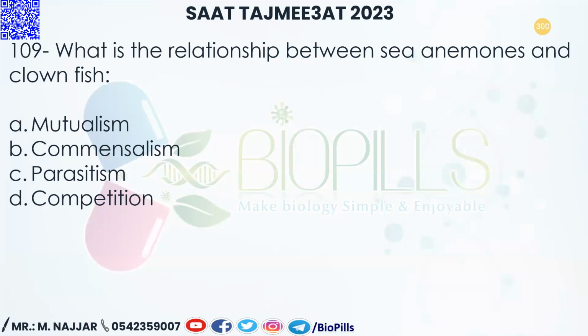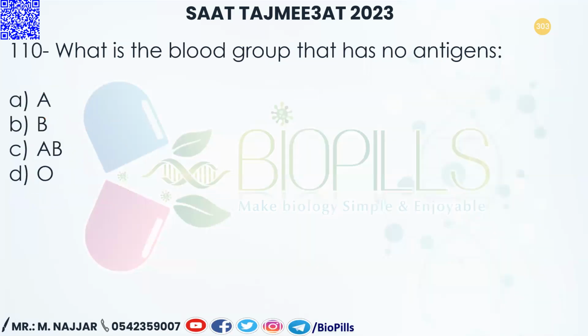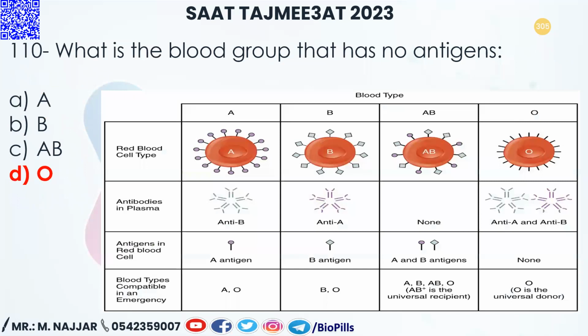What is the relationship between sea anemones and clownfish? It is a mutualistic relationship. What is the blood group that has no antigens? We mentioned this before. A blood group that has no antigens on the surface of the RBCs.